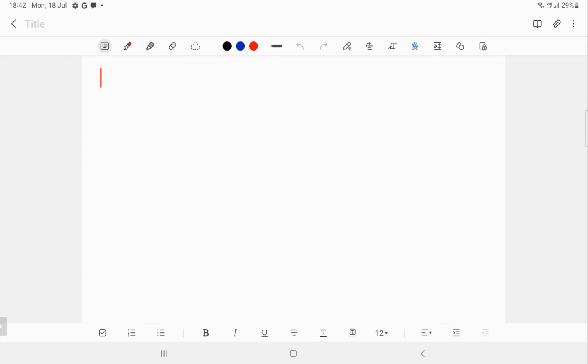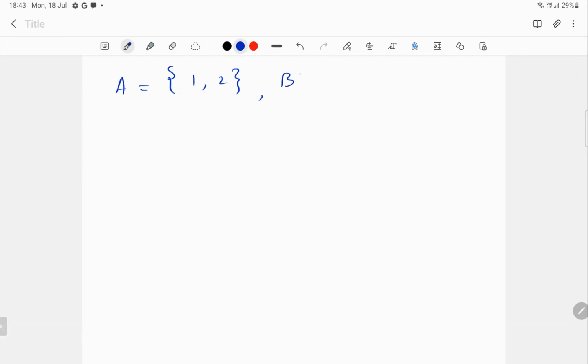Okay, so suppose I'm giving you two sets: A, which has elements 1, 2, and set B, which has elements a, b, c. Write the Cartesian product. See, first element, okay, A cross B. When I'm saying Cartesian product of A and B, that means A cross B will be right. Okay.